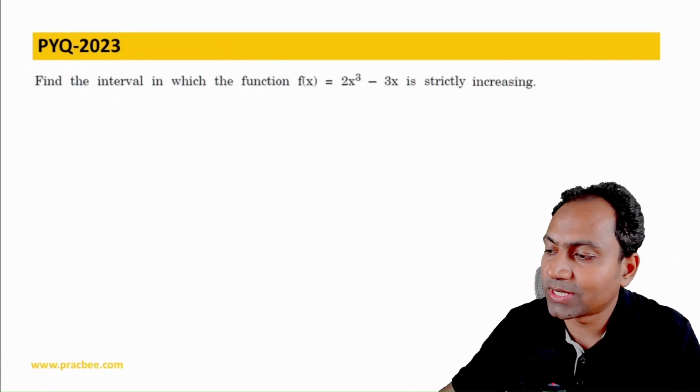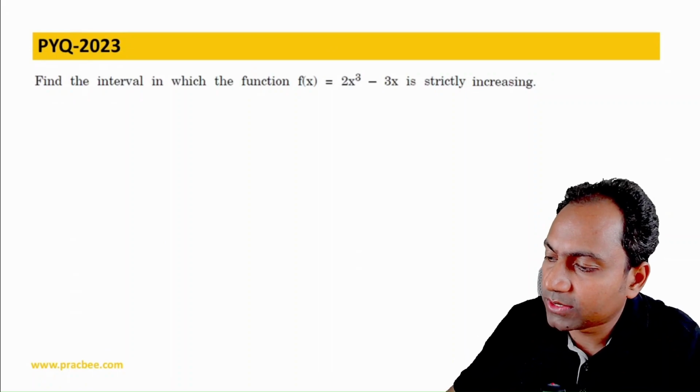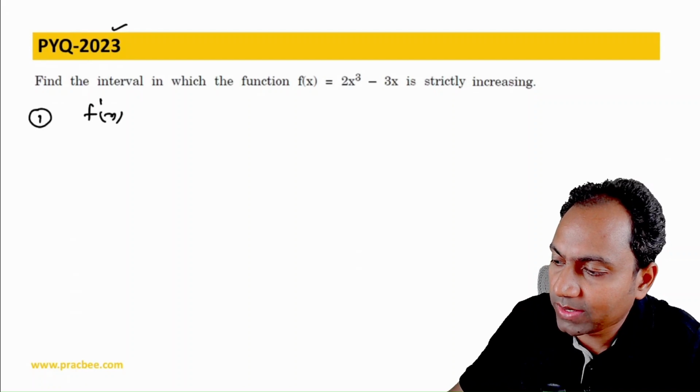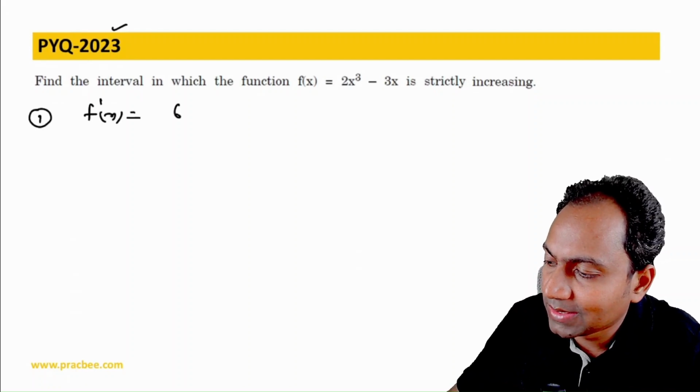Now again in this question, they are asking a similar kind of question. They want us to do it in this 2023 question, check for it strictly. So what we are going to do is find the derivative. It comes out to be nothing but 6x square minus 3.